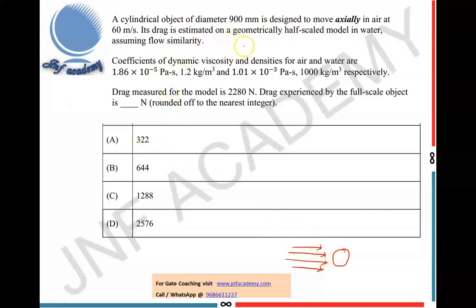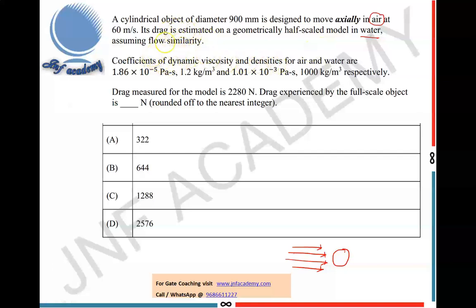Its drag is estimated on a geometrically half-scaled model in water. See, the cylindrical object is moving in air. Keep that in mind. The cylindrical object is moving in air, but the geometrically scaled object is moving in water. So all this estimation has happened in water. So there is a basic difference between the mediums. Assuming flow similarity.